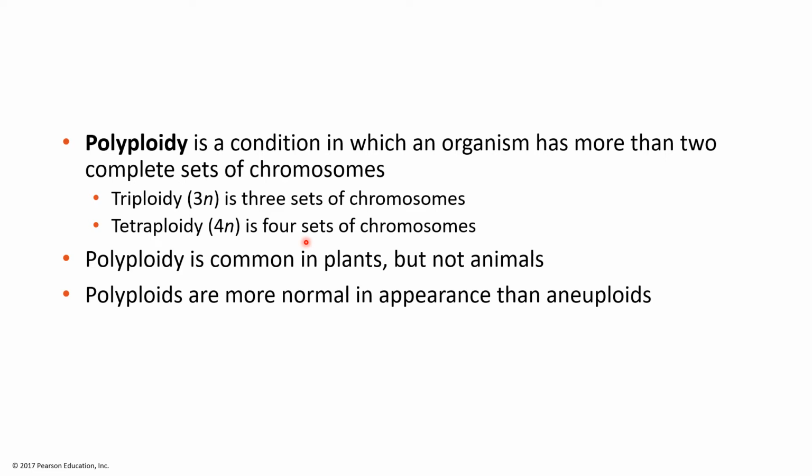And polyploidies are pretty much normal in general in most cases than aneuploidies. So having a complete extra set of your chromosomes seems to be less of an impediment than having fewer than the right number of chromosomes in the end.